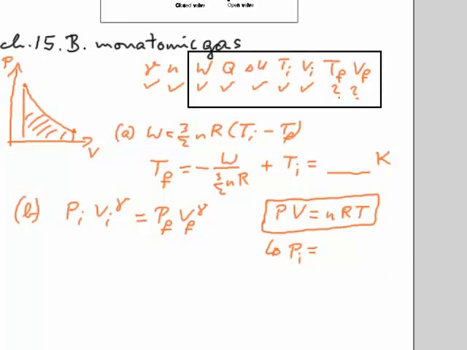There we go. And come up with nRT initial, which we know, divided by the initial volume. And so that comes out to 1 mole times 8.31 times 393 kelvins divided by the initial volume of 0.1 cubic meters. So it's all in standard units. And I come up with a pressure of, to 3 significant figures, 32,700 pascals.